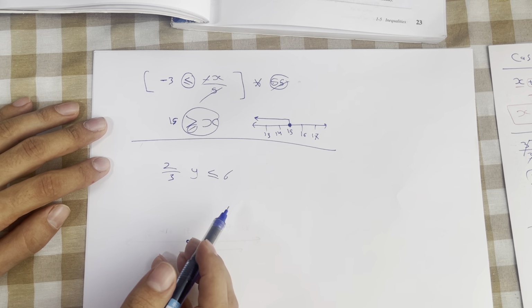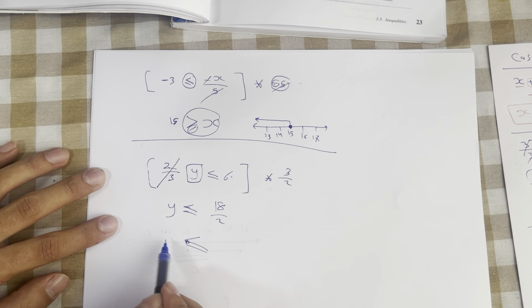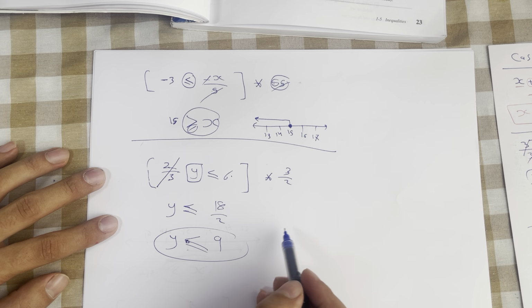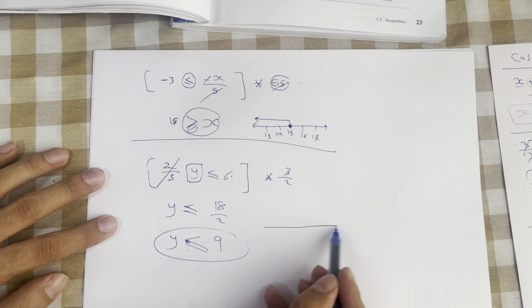And 3 times 6 is 18 over 2, and it will be what? It will be 9. So now I can indicate on the line 7, 8, 9, 10, 11, 12. Now we have 9 and we have equal, so I have to bold. Then we have less, so I have to go left. Okay, so this is the first case.